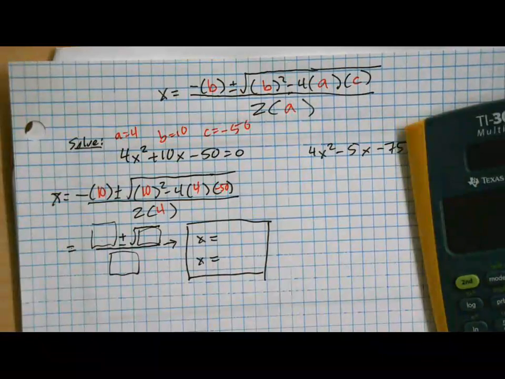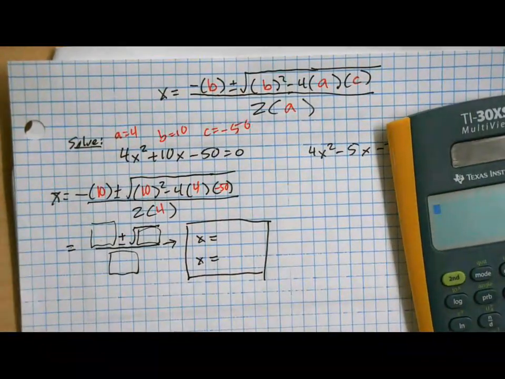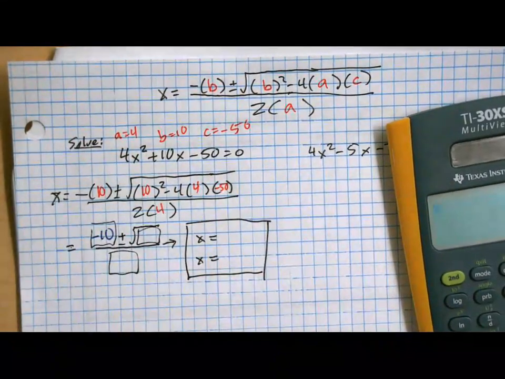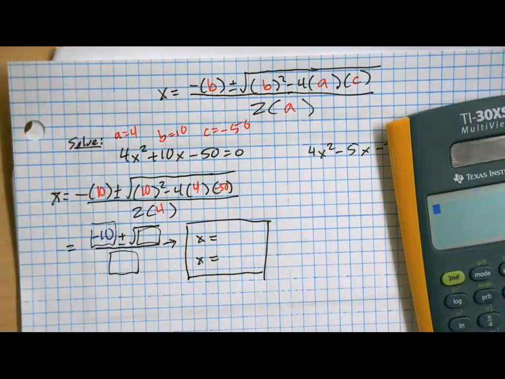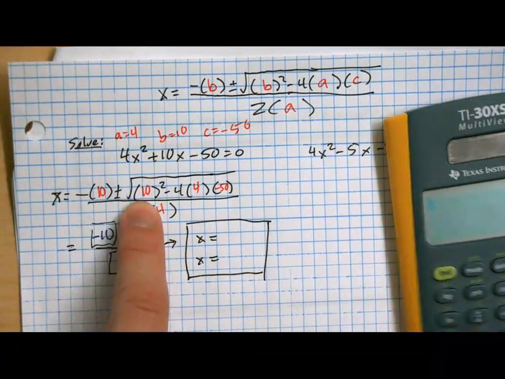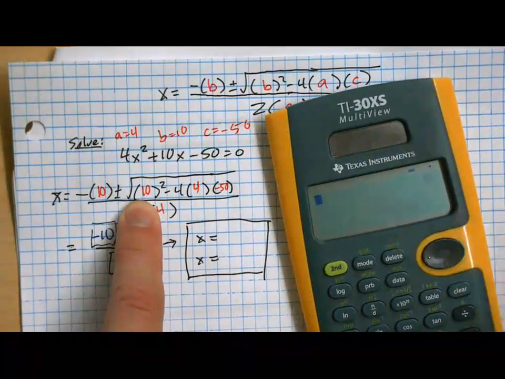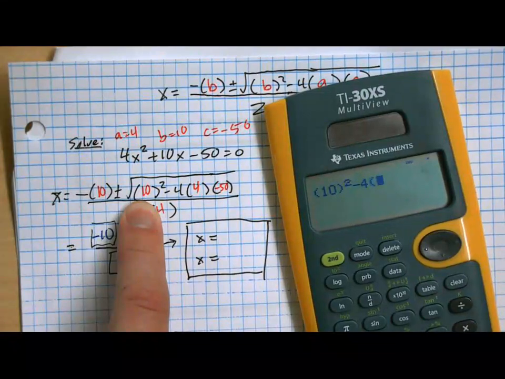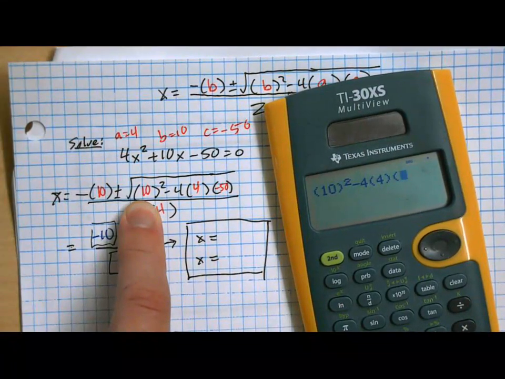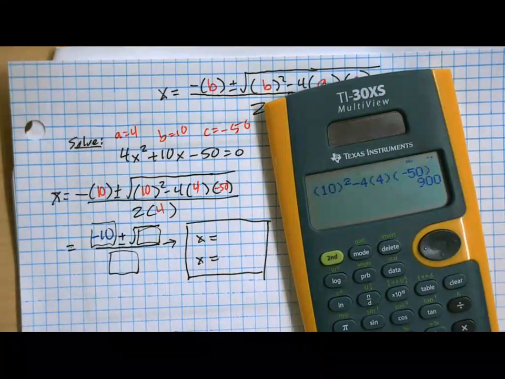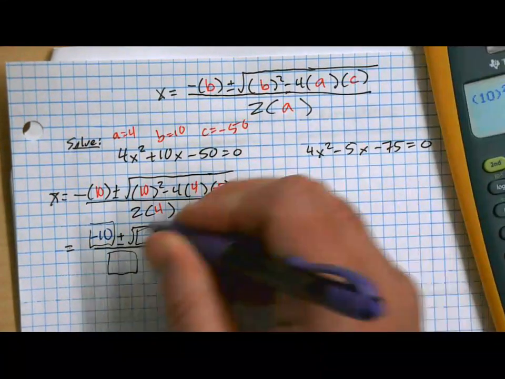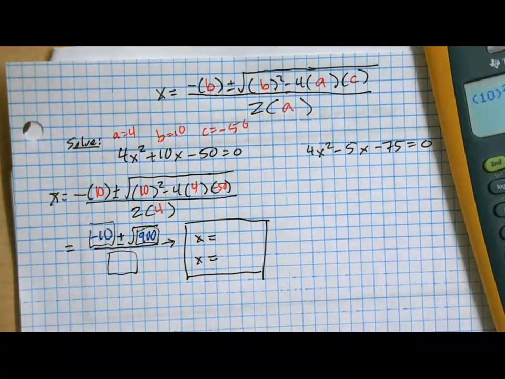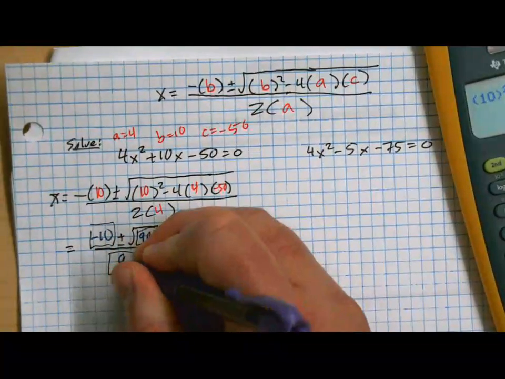The first step I always do is simplify. So simplifying this is just negative 10 out in front. So I'm basically getting rid of all my parentheses at this point. I'm going to do this stuff inside of the square root. It's 10 squared minus 4 times negative 50. And I'll let the calculator deal with that. That's 900 underneath the radical. On the bottom's 2 times 4, that's just 8.